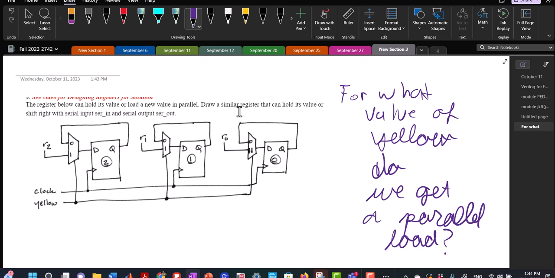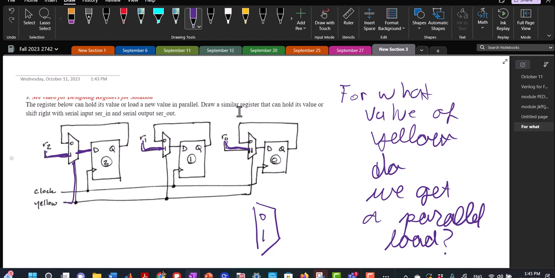So, yellow is a single variable, a single bit, so it can only be 1 or 0. And which one of those corresponds to a parallel load? One, because if we look at any one of these multiplexers, we see that we are having the load going into the 1. So when yellow is 1, the output is going to be whatever is coming into that 1 right there.